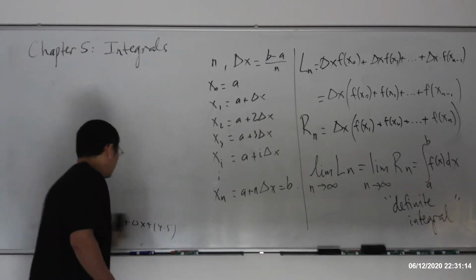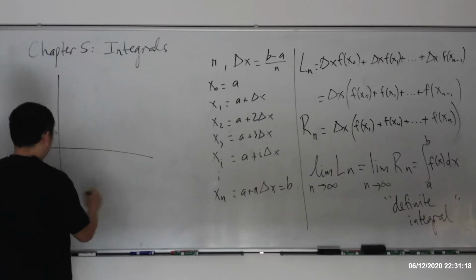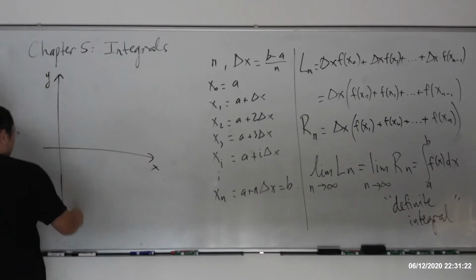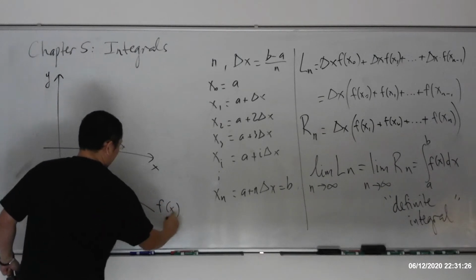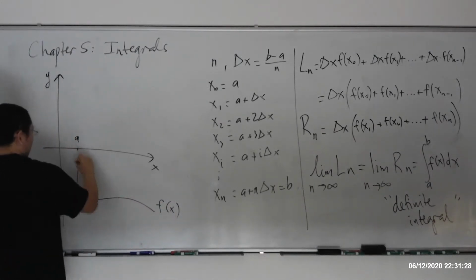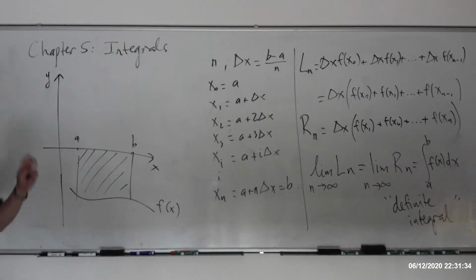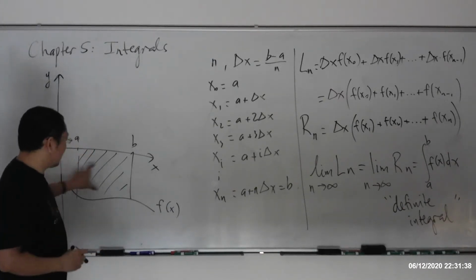What if the function is below? X-axis right here, y-axis right here. You have the curve f of x right here from A to B. You know what? This is going to give you a negative area. Negative area. Why is that a negative area? Because f of x now is all negative numbers.